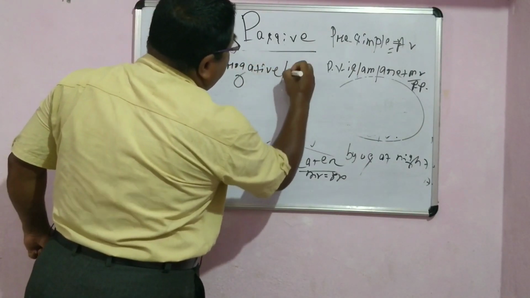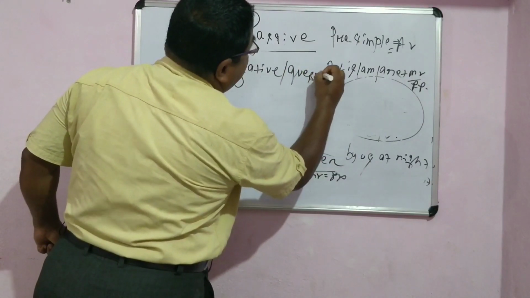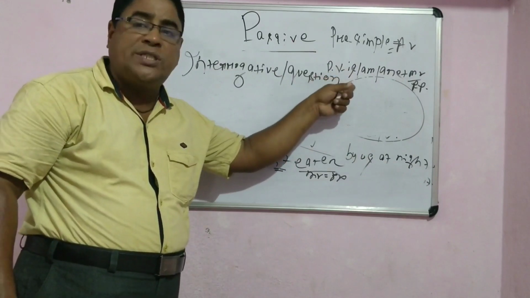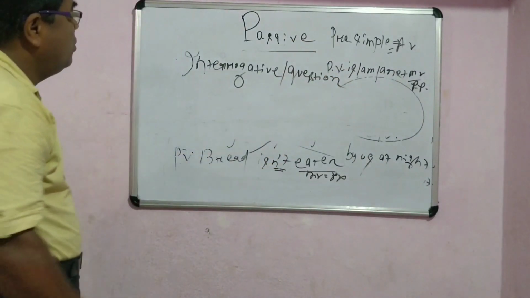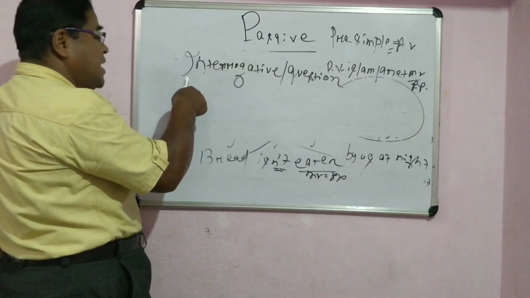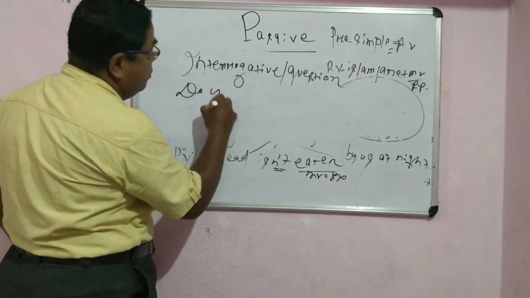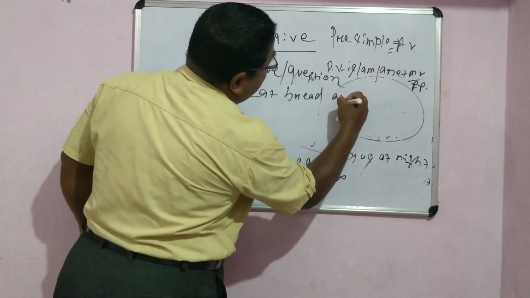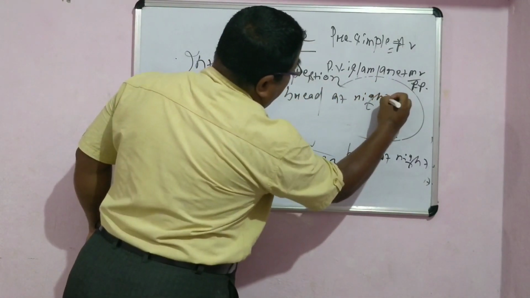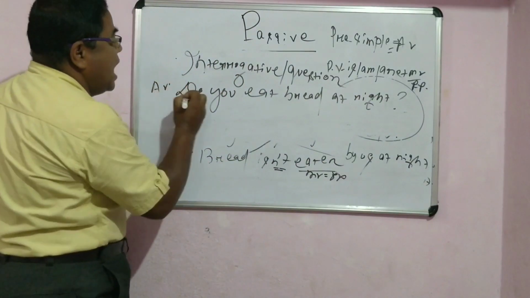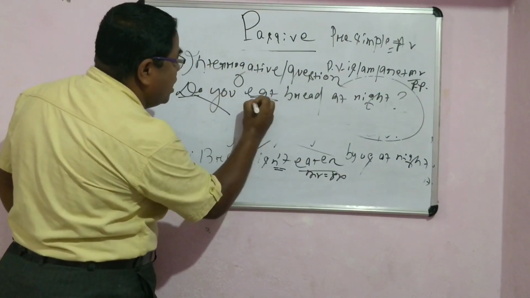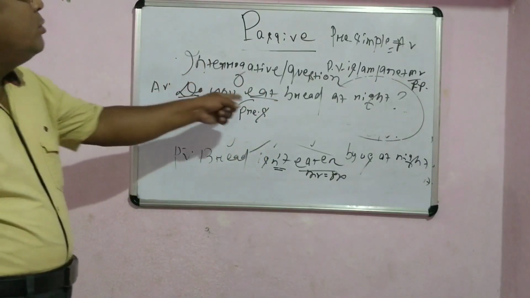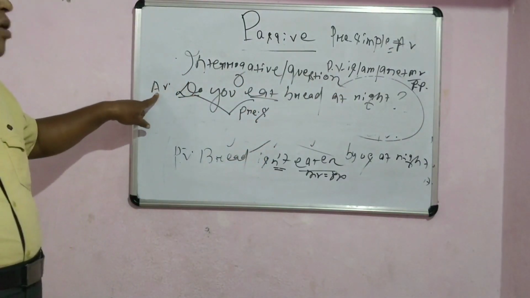What is interrogative? Interrogative means one type of question. You have to make interrogation, which means you have to ask some question. Why do you ask a question? To get the answer. So now, a sentence will be there. Do you eat bread at night? Now, this is the active voice, and do and eat, these two verbs come under present simple. Do you eat bread at night? This sentence is called interrogative.